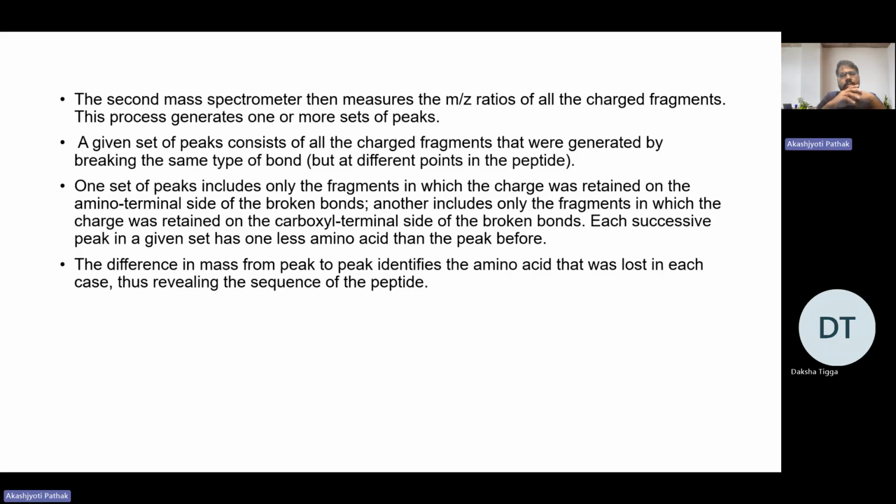This process generates one or more sets of peaks. The second mass spectrometer will again separate on the basis of m/z ratio, and you will get one or more peaks. A given set of peaks consists of all the charged fragments that were generated by breaking the same type of bond, but at different points in the peptide.